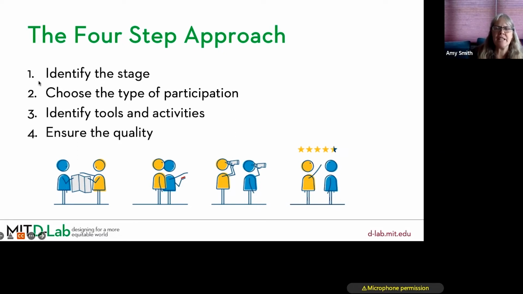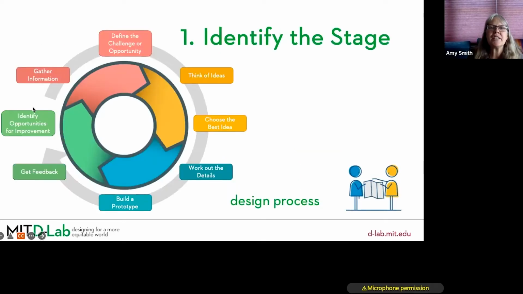So the first is to identify the stage in the design process where you want to get participation. Is it around getting information and understanding the problem? Is it around creating the solution or actually building a prototype or getting feedback? So the first would be to identify the stage, and you would probably have different levels of participation at different stages.